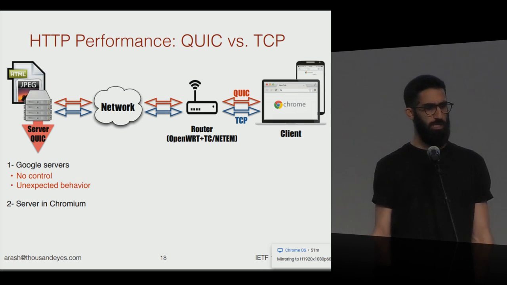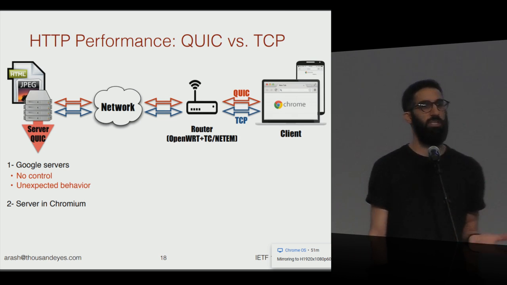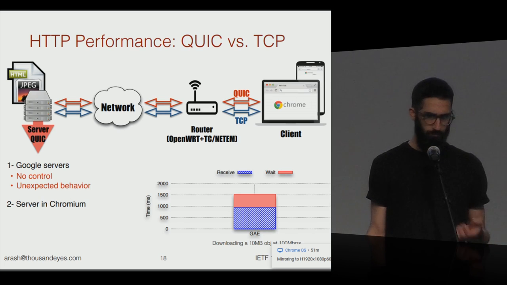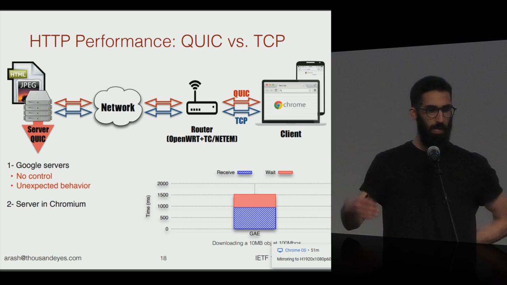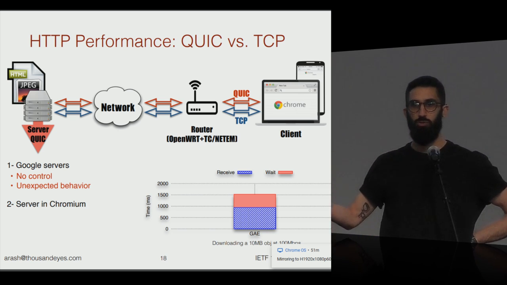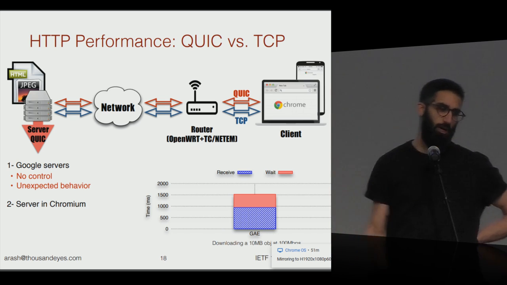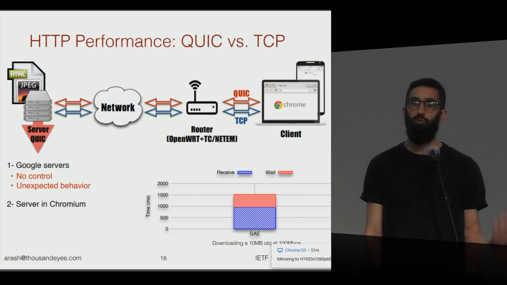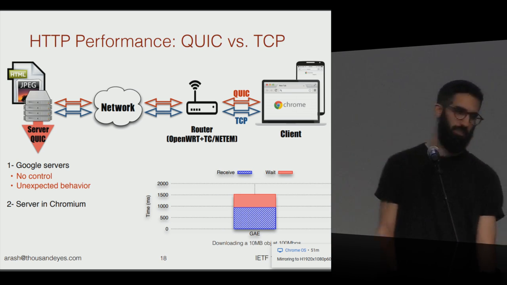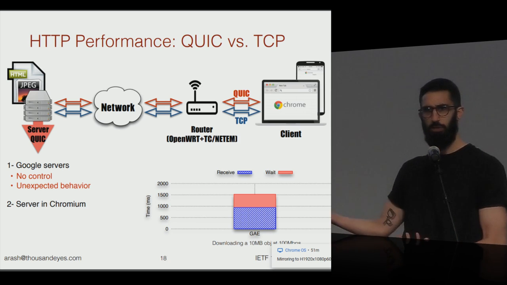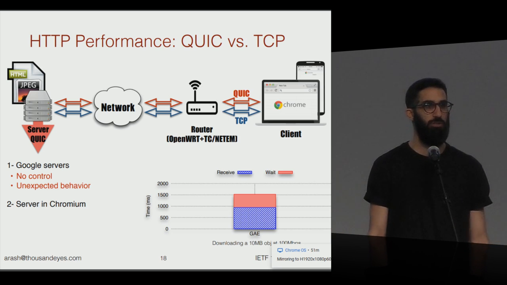The second issue was that we actually started seeing some unexpected behavior when we were testing against Google. Here I have one example to give you an idea of what I mean. We uploaded a 10 megabyte object to Google App Engine, and then we downloaded it using our client. In this bar plot, the red part shows the time to first byte, and the blue part shows the time it takes for the rest of the download. As you can see, there's this huge wait time, like half a second. So basically, one third of our download time is wait time.